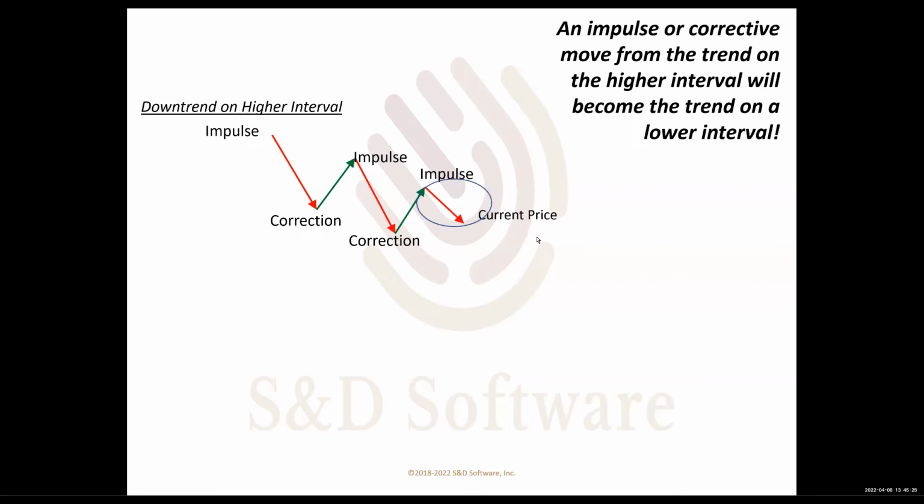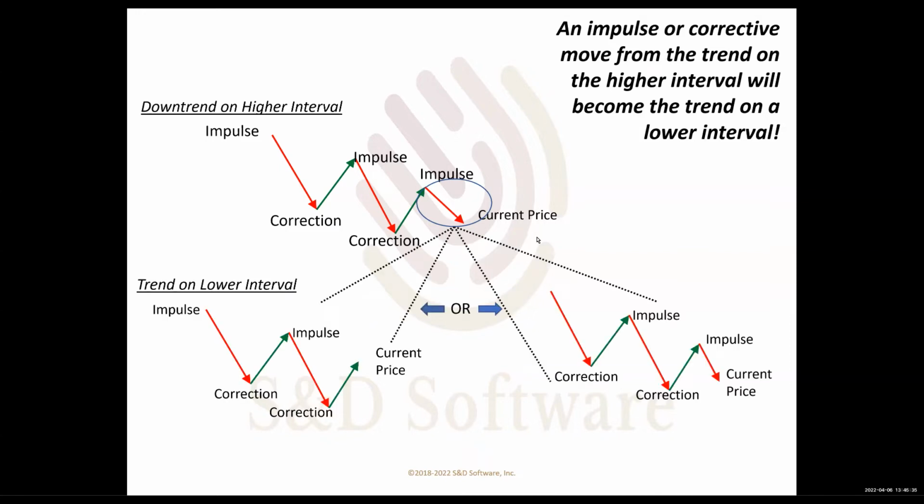So we'll look at this last assumed impulse move. And what is that going to look like on a lower interval? Well, based on what we just discussed, on a lower interval, that impulse move is going to turn into a trend on the lower interval, because we're going to have more data points being exposed. We're going to have additional highs and lows being exposed, but all of those are occurring within the highs and lows of the higher interval.